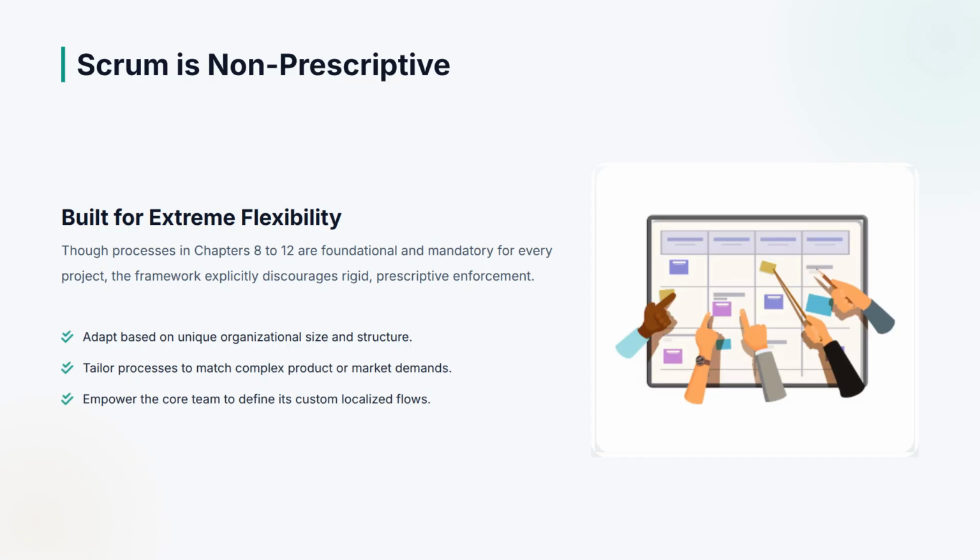One misconception is that Scrum is a set of rigid, unbending rules. It's not. The SBOK guide is non-prescriptive. While the core processes, chapter 8 to chapter 12, are required, you have the absolute freedom to adapt them to fit your organization, your product type, or your team's culture.